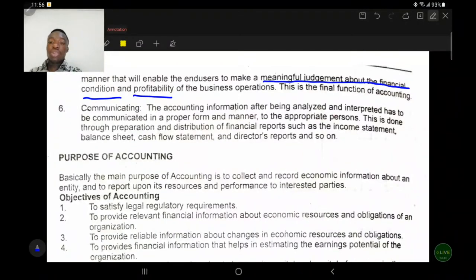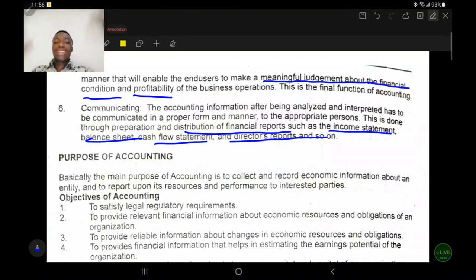This is done through the preparation and distribution of financial reports, such as the income statement, balance sheet, cash flow statement, and director's report. These are the aspects you will look at in detail and move along. So don't bother yourself with the income statement and balance sheet. You will get to know these values as and when they become relevant.